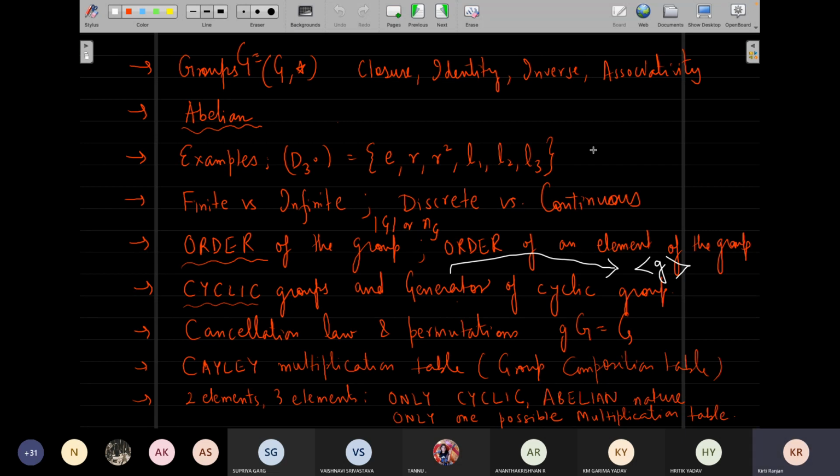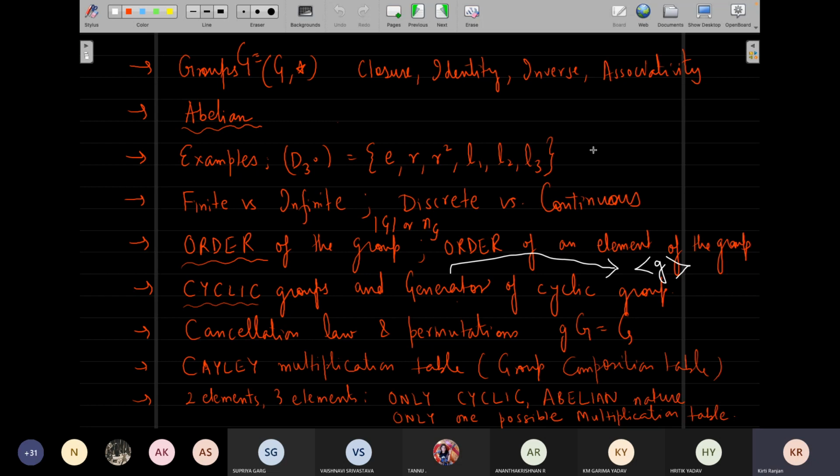Then we discussed the cancellation law and permutations: if there exists any group element g belonging to the group, then the composition of this element with the entire group will not result in a new group, but will be a rearrangement of the terms of the original group. After that we discussed the Cayley multiplication table, which is like a Sudoku, in which each row and each column will have all the elements of a group, each appearing exactly once. And then we discussed that the 2-element and 3-element groups are cyclic groups, and cyclic groups by nature are abelian, so they are abelian as well.